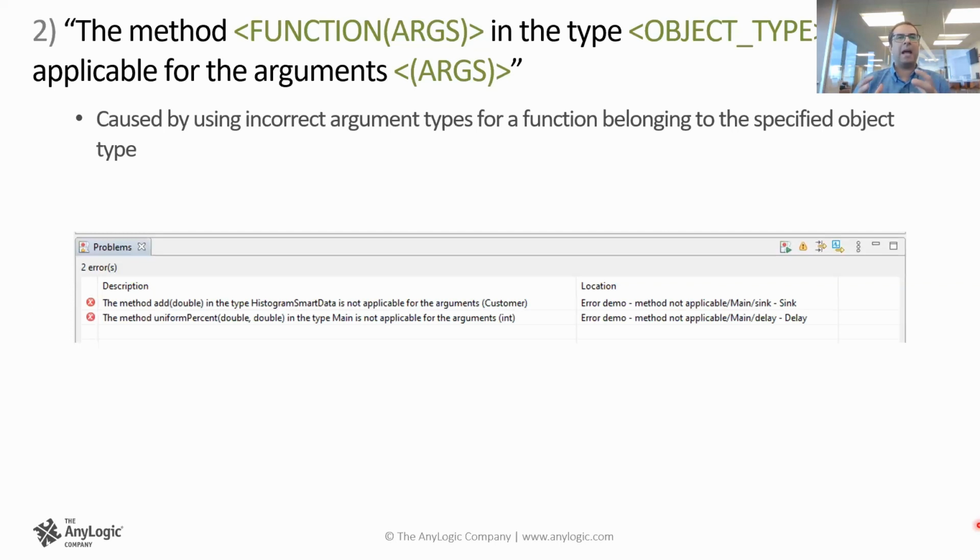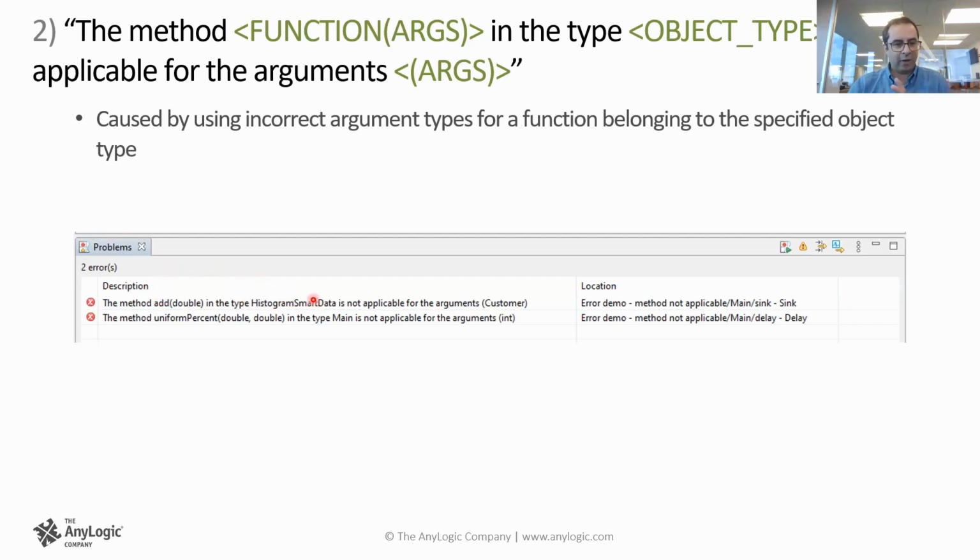Okay, the second type of compilation errors is when the argument that you're passing to a method or a function does not match with what it was expecting. So the error will look like the method, the name of that function with its argument in the type, the name of the containing agent in the context of AnyLogic, is not applicable for the argument. And it gives you the argument that you passed that does not match with what it expected. As you can see in this example, the method add double. So the method is add, this is the function, and it expected a double, one value as an input to it, as an argument.